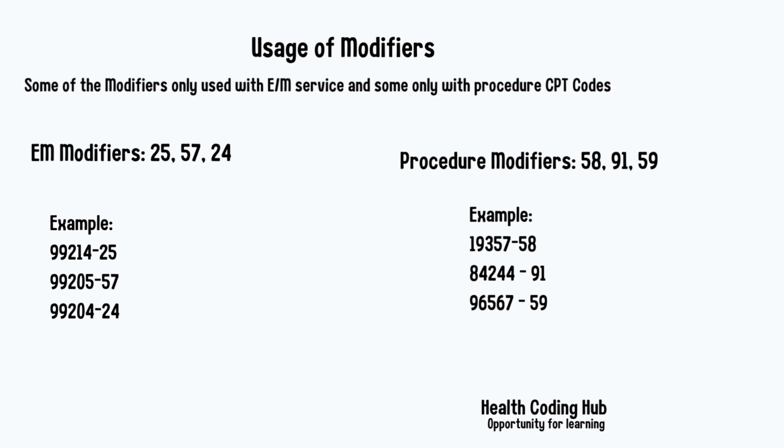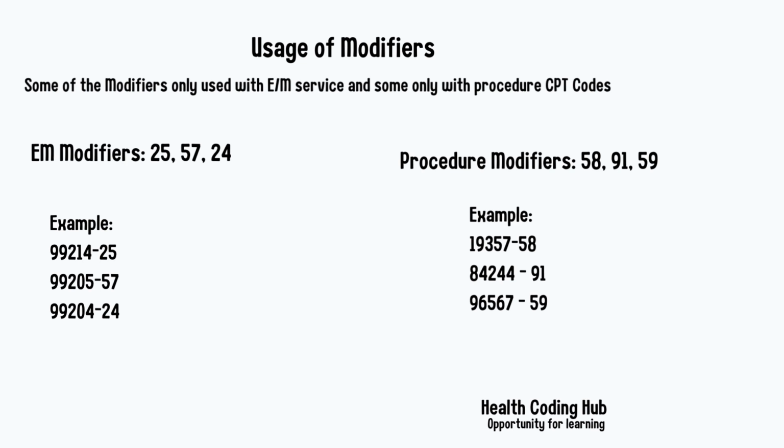Again, the modifiers are divided into two categories. E&M modifiers are like modifier 25, modifier 57, modifier 24. These modifiers can be used only with E&M codes. E&M codes means outpatient E&M codes, inpatient E&M codes, observation E&M codes, critical care E&M codes. These modifiers cannot be used with procedure CPT codes.